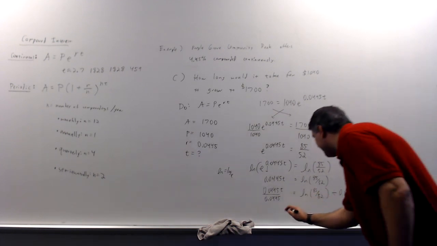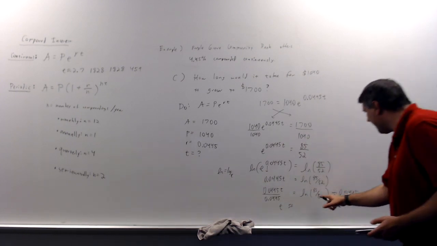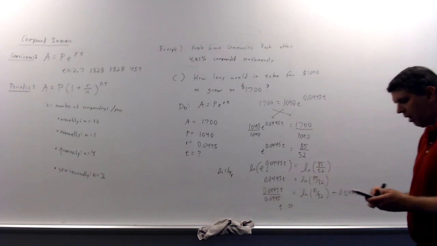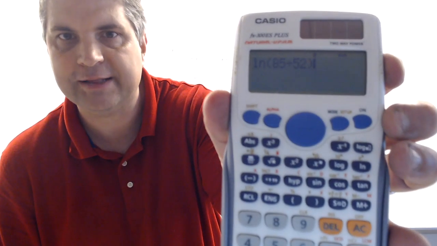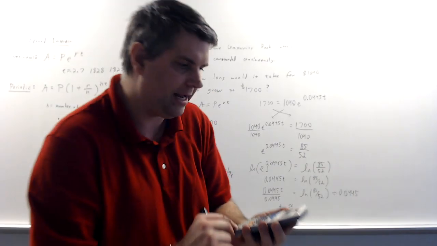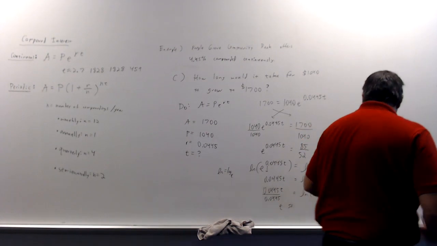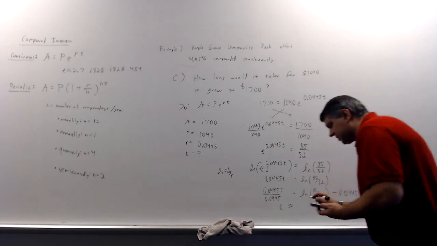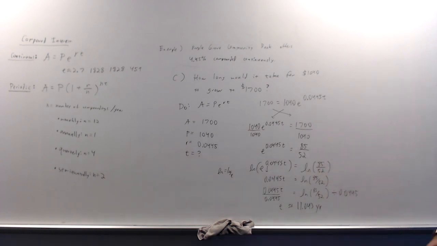Okay, so T is approximately, so on my calculator, I'm going to type in the ln, 85, division or fraction bar, 52, balance the parentheses. Make sure that the parentheses are balanced. I go ahead and hit enter or equal, 0.4914 something, and then divide by 0.0445. T is approximately 11.043 years. Okay?